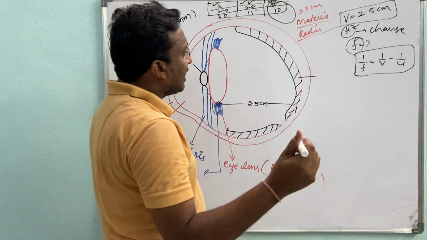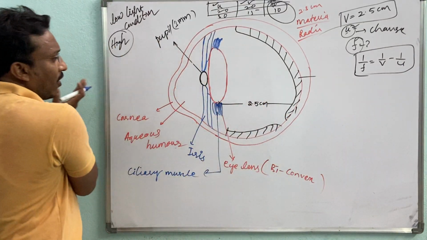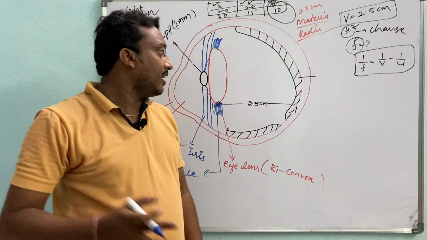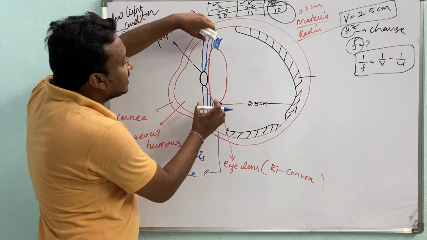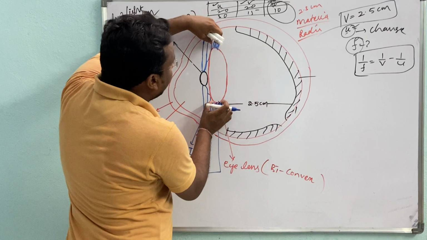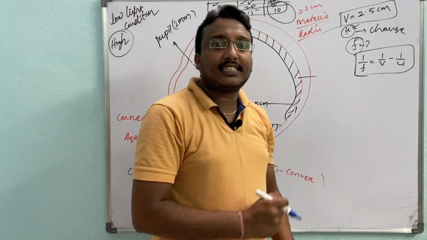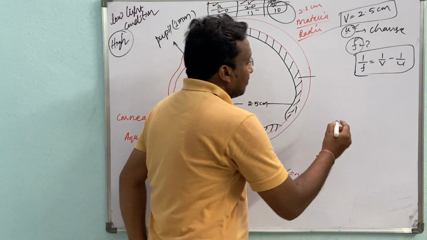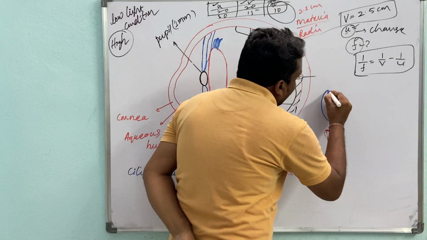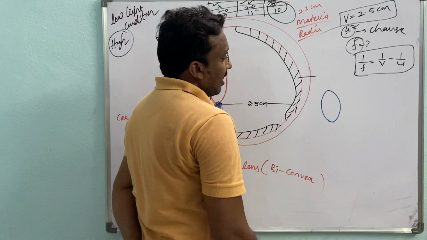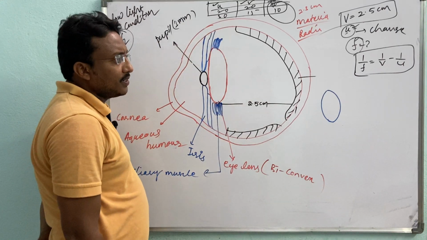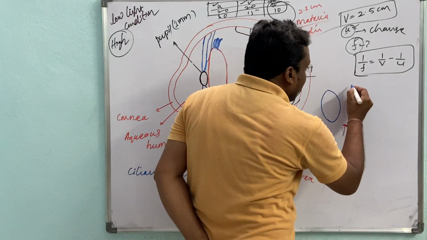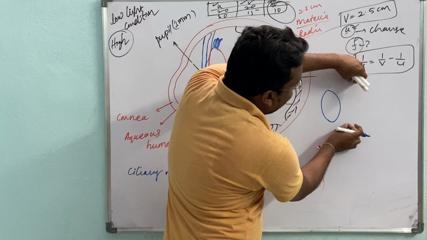For example, if the object is far, at infinity, then the ciliary muscle is relaxed, and in such a case the focal length of the lens is maximum. Can you see? This is the shape of the lens at normal conditions. When we see far objects, the ciliary muscle is pulled.